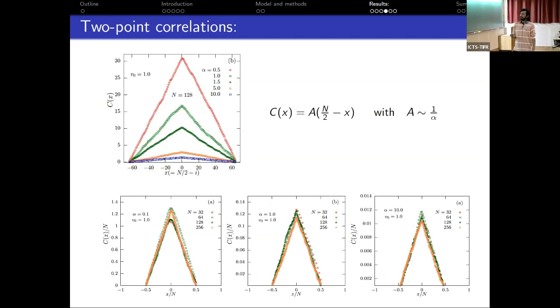So now for the two-point correlations, we have looked at them for different values of alpha. From the analytical expression using the Green's function, one can obtain a simple expression for the correlation function, where the prefactor A goes with alpha as 1 over alpha. One can see that for decreasing alpha, the amplitude of the correlation function increases. And when you scale C of x by the different system sizes, one can obtain a data collapse, or scaling behavior. And one can see that at x over n equal to plus minus half, the correlation function goes to 0.